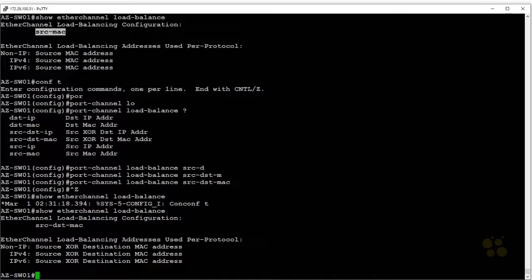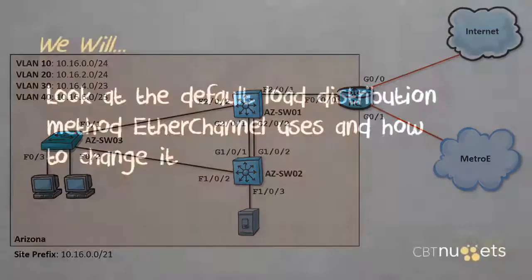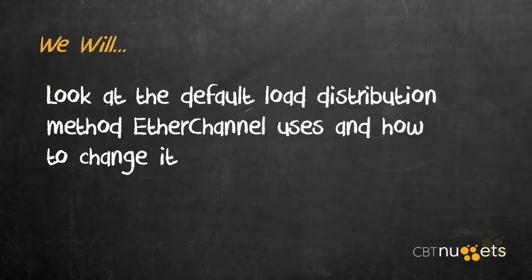So you've now seen the load distribution algorithms, the default load distribution method on EtherChannel, which in this case is source MAC address most of the time, and how you can change it, again, in global configuration mode, and it's going to be on a per switch basis.